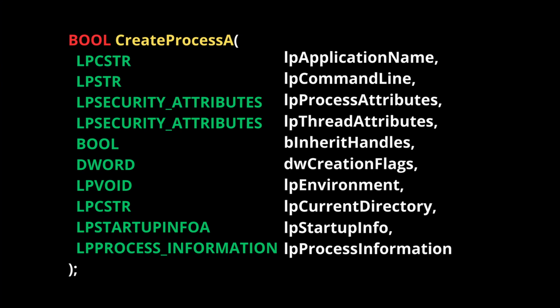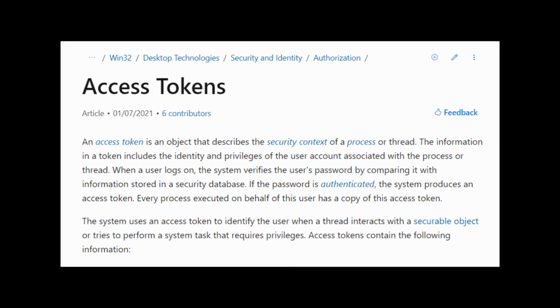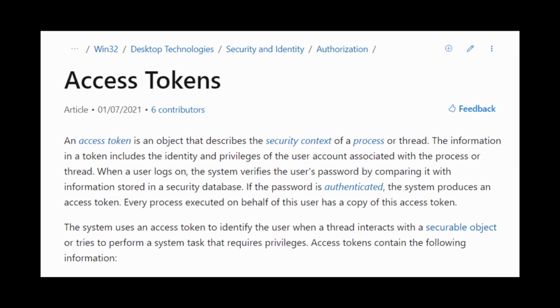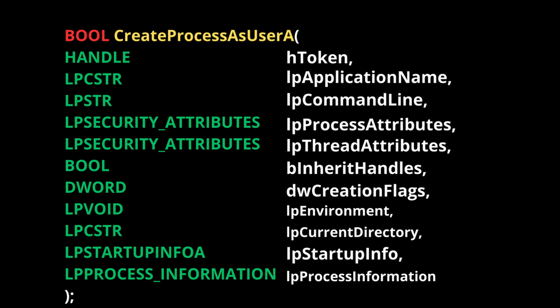There are many ways for Windows to create a process. The most popular is probably by using the CreateProcess function. And this function creates a process with the same token as the user who called it. A token is just a security identifier that defines the privileges and access rights for a user. A process can also be created as a user, which basically means with the privileges and access rights of another user. To do that, you need to call the CreateProcessAsUser function.